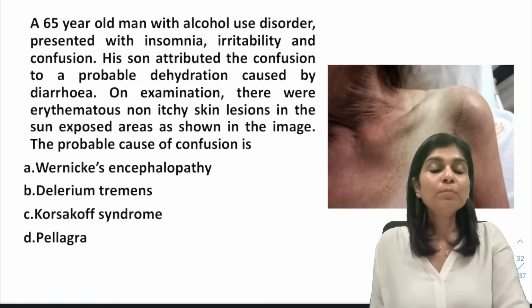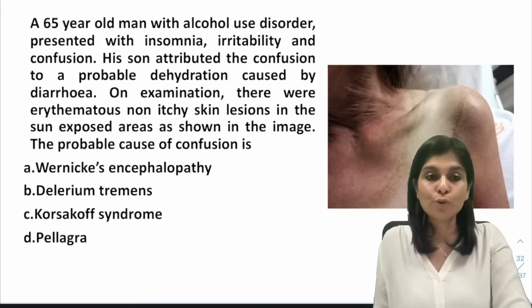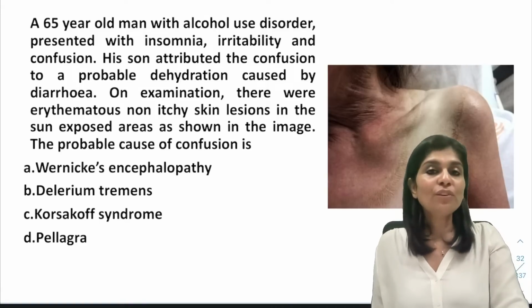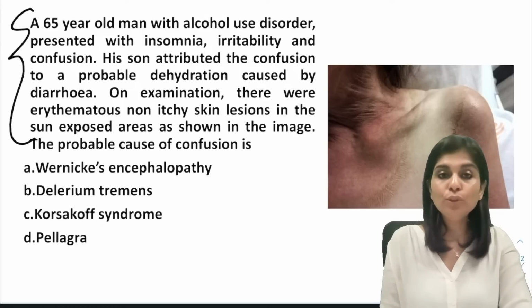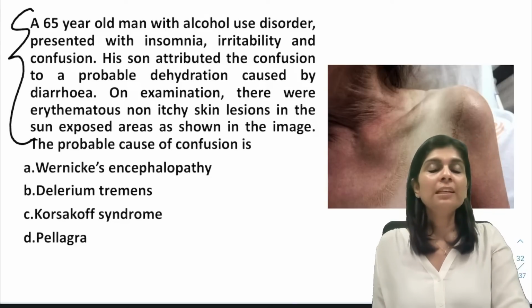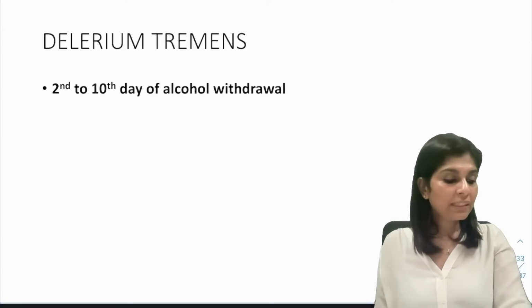What is delirium tremens? Delirium tremens is a part of alcohol withdrawal syndrome. And there's no history of alcohol withdrawal here, right? Do you see any history of alcohol withdrawal here? No. And delirium tremens is observed between the 2nd and the 10th day of alcohol withdrawal, and it presents with what are the manifestations of it? Yes, exactly.